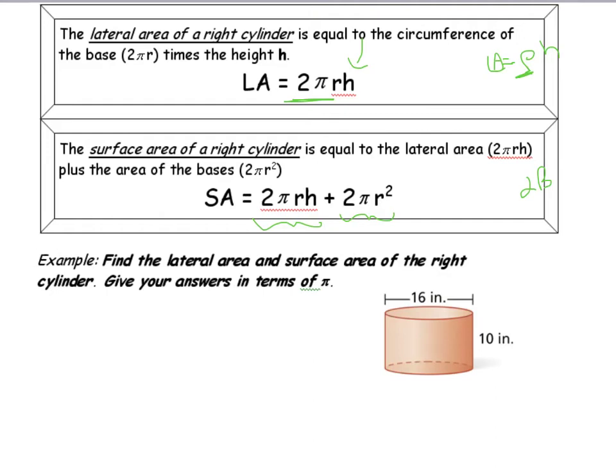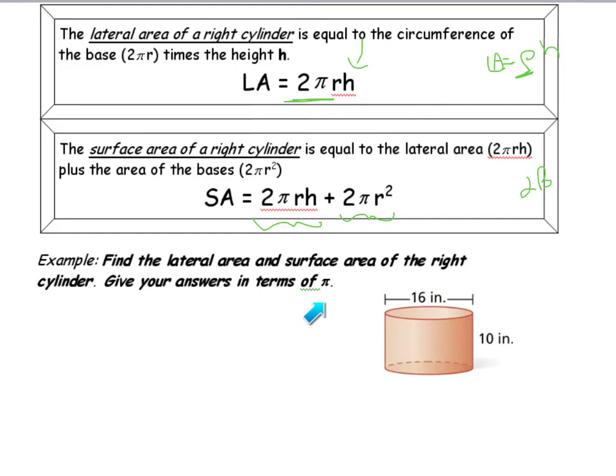Find the lateral area and the surface area of the cylinder. Leave your answer in terms of pi. In other words, I don't want to see it multiplied through. Now, if I said to round it, of course you're going to multiply it through. But in this case, I didn't, so let's not worry about it, okay?